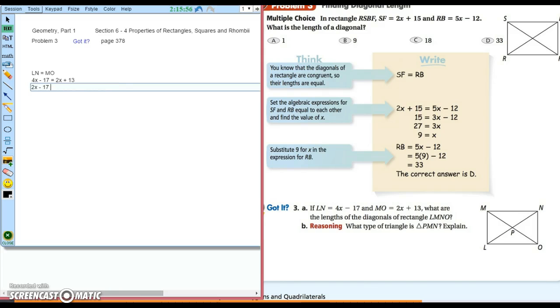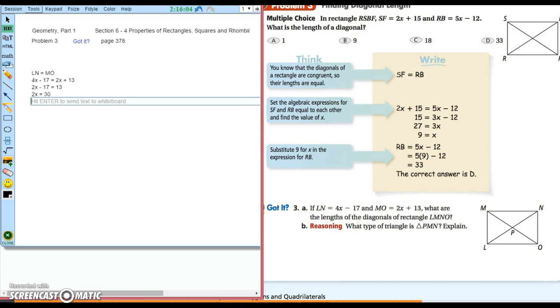However, the problem did not ask for x. It asked for the lengths of the diagonals. We only have to solve for one to get that answer, but solving for both would just prove that we were correct and didn't make any mistakes. So if we do 4 times 15 minus 17, that should equal 2 times 15 plus 13. So 4 times 15 is 60 minus 17 has to equal 2 times 15 is 30 plus 13.